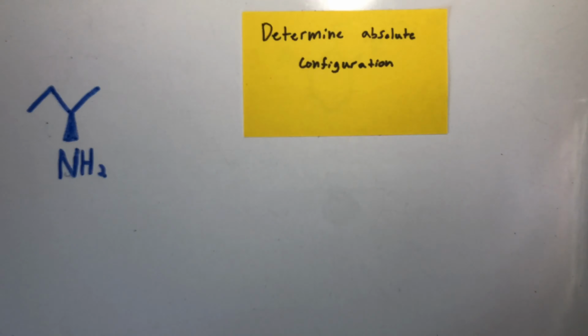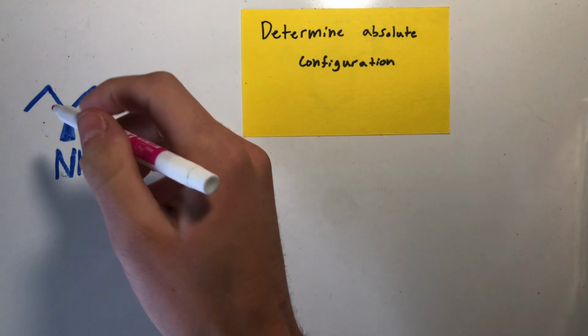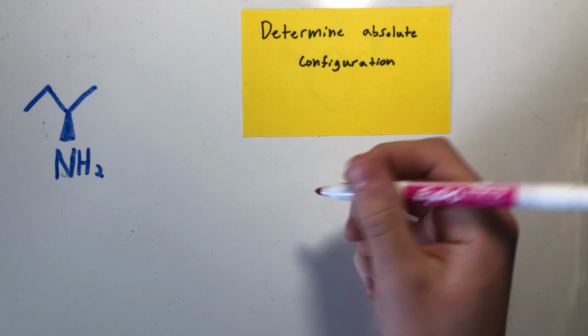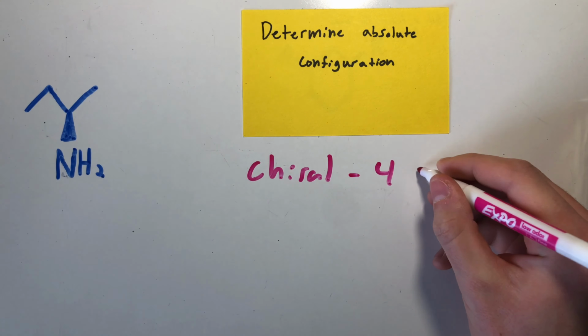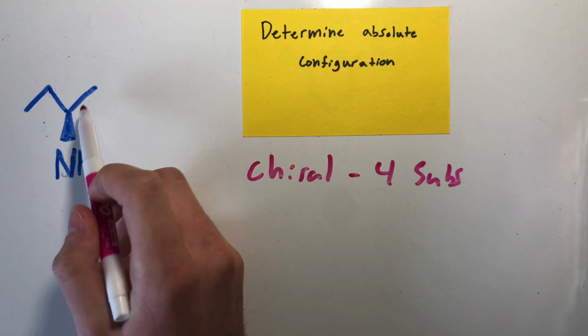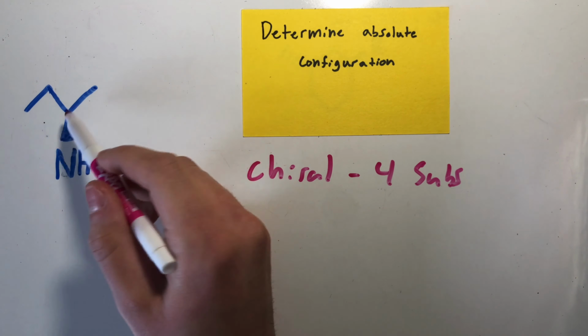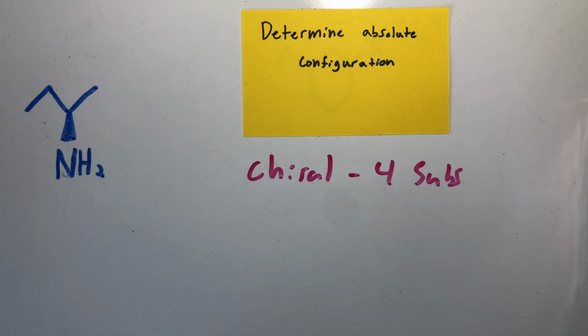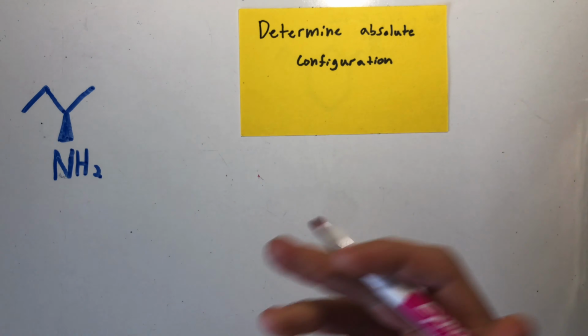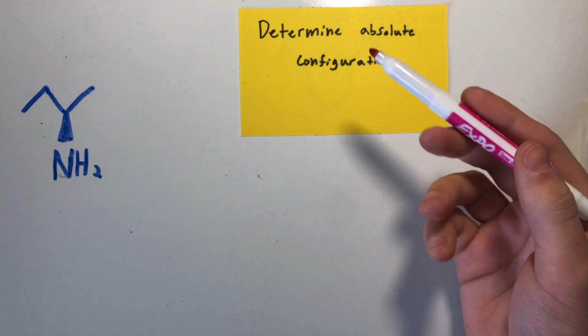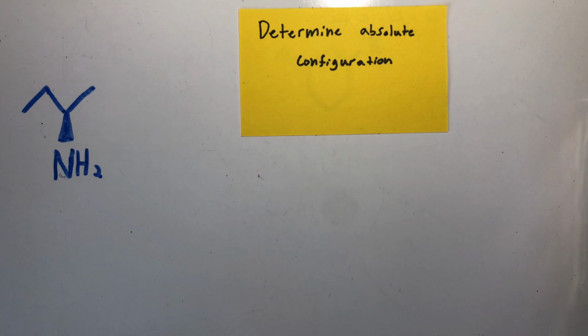So here we have a compound, and at the center of the compound, this carbon right here, we have a chiral center. And let's remember, a chiral center is something attached to 4 unique substituents. So on this carbon we have this amine group, and then we have a methyl group, an ethyl group, and a hydrogen group, and that's not drawn in right now.